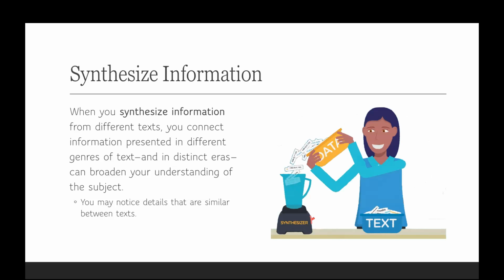When you synthesize information from different texts, you connect information presented in different genres of text and in distinct areas, which can broaden your understanding of the subject. So you take, for example, common themes, right? We've talked a lot about inequality. If you're tracking inequality, you can look at examples of this from literally through the centuries. When you do that, you might notice details that are similar between texts, even though they're entire cultures and generations apart.